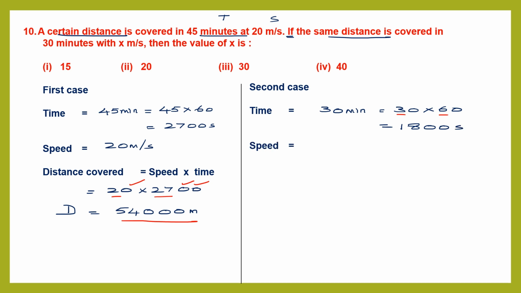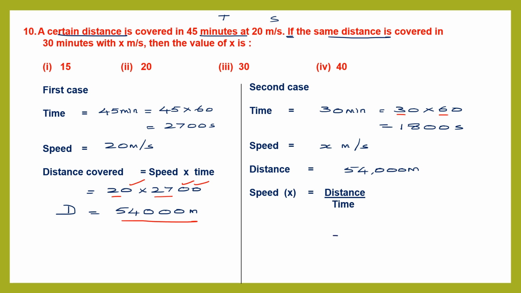And what else is given to us? The speed is what we need to find. X meters per second. This is what we are going to find. And the distance, we are going to use the same distance covered. And what is that distance? That is 54,000 meters.